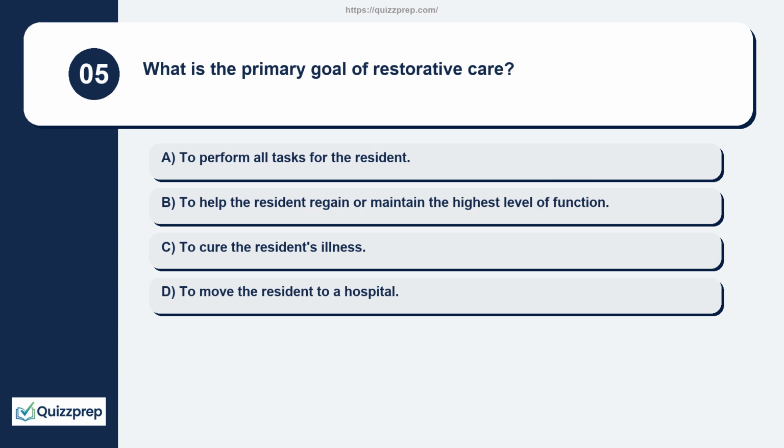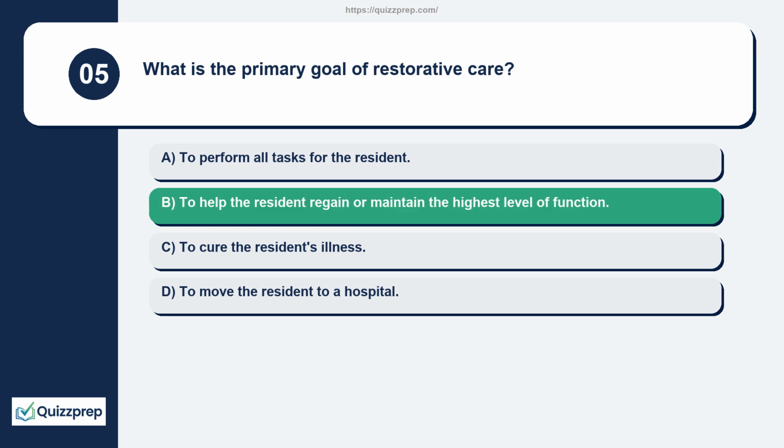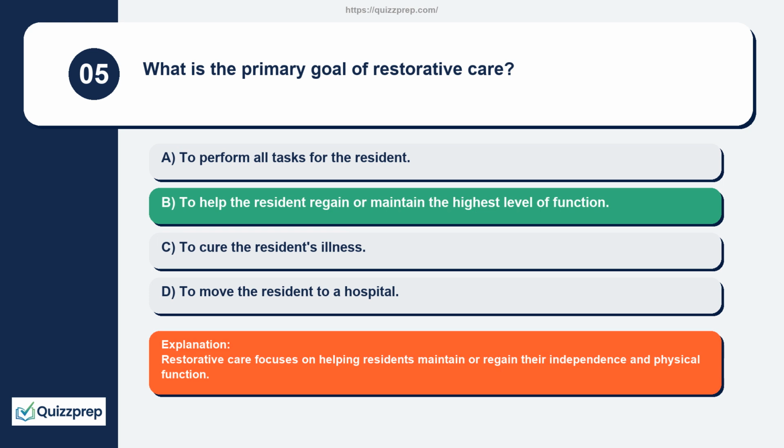Question 5. What is the primary goal of restorative care? To perform all tasks for the resident. To help the resident regain or maintain the highest level of function. To cure the resident's illness. To move the resident to a hospital. Restorative care focuses on helping residents maintain or regain their independence and physical function.